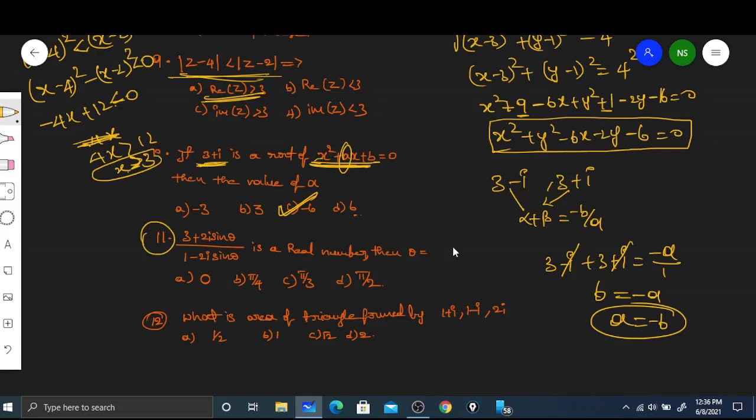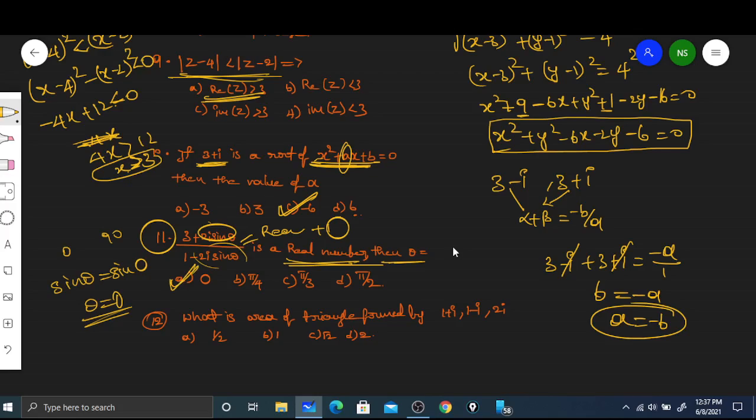And question number 11, they are saying that 3 plus 2i sin theta by 1 minus 2i sin theta is a real number, then what is the value of theta. They are talking about a real number, which means the imaginary part will be 0. So whatever imaginary part we have, that will become 0. That is possible only in one case. Among the basic angles 0 to 90, sin 0 is 0. So sin theta equals sin 0, and theta will be equal to 0.